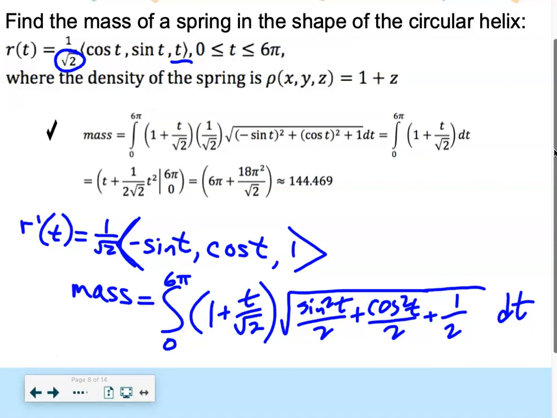So really you're just antidifferentiating 1 plus t over root 2, right? The antiderivative of 1 is t. The antiderivative of t is 1/2 t squared, so you get 1 over 2 root 2 t squared.